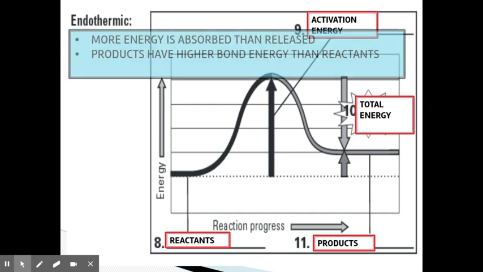In an endothermic reaction, again, the first bullet's the main thing. More energy is absorbed than released. And the products have a higher bond energy than the reactants because we're actually storing energy.